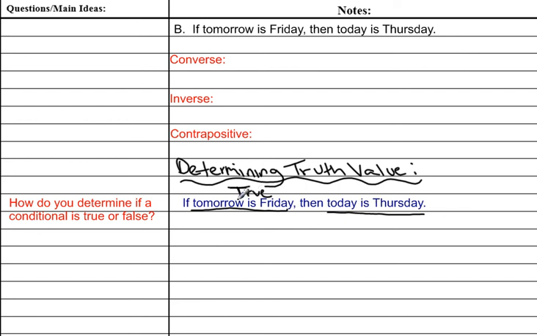So when is it Friday, but today is not Thursday? We can't come up with an example to prove that this is a false statement. So because the conclusion is true when the hypothesis is true, this is a true statement.